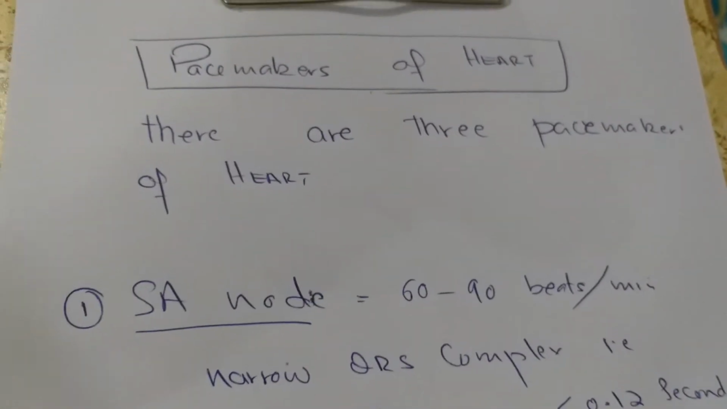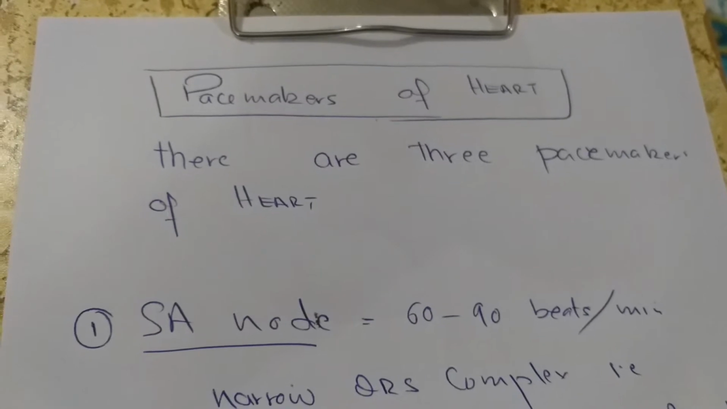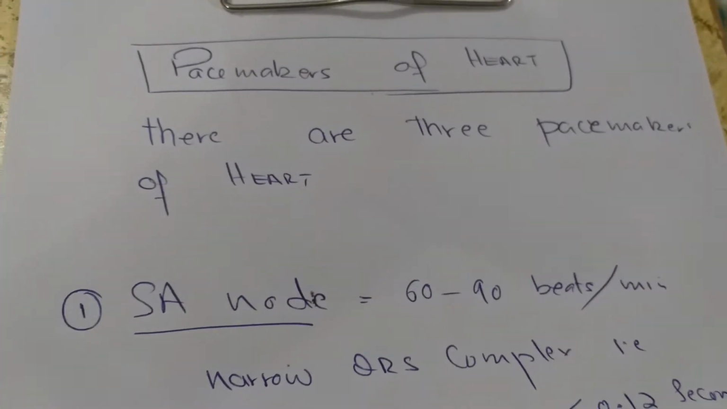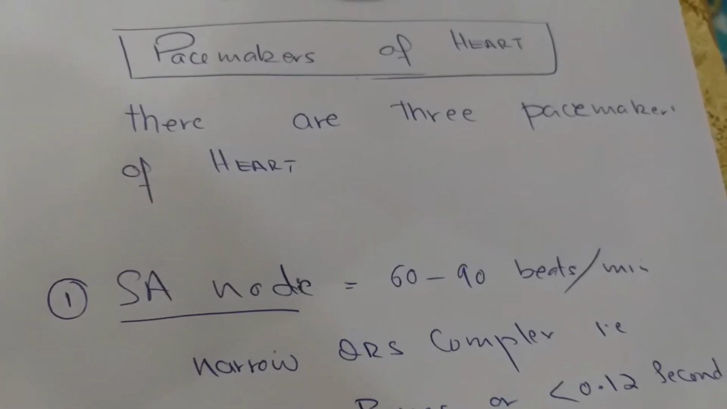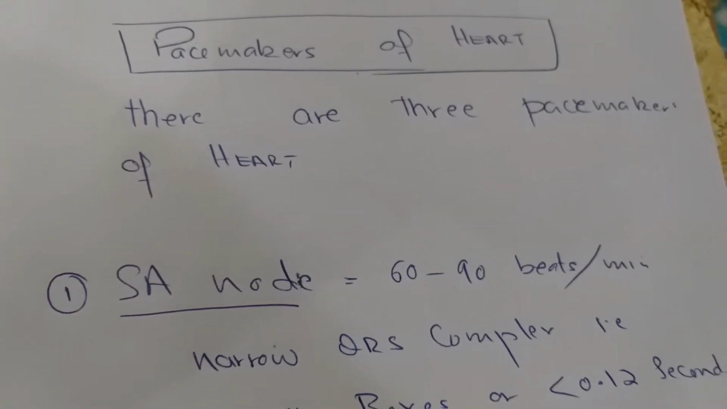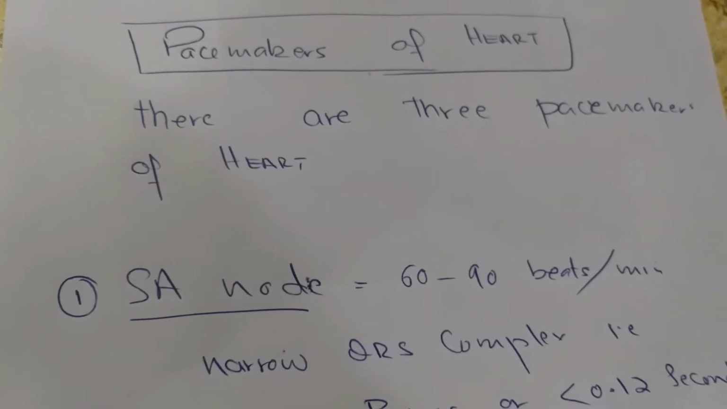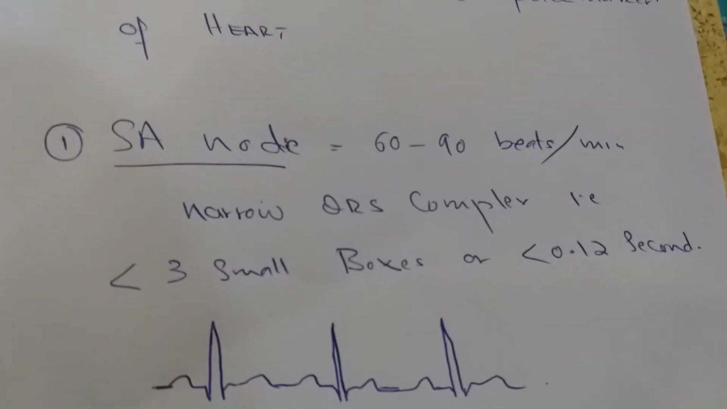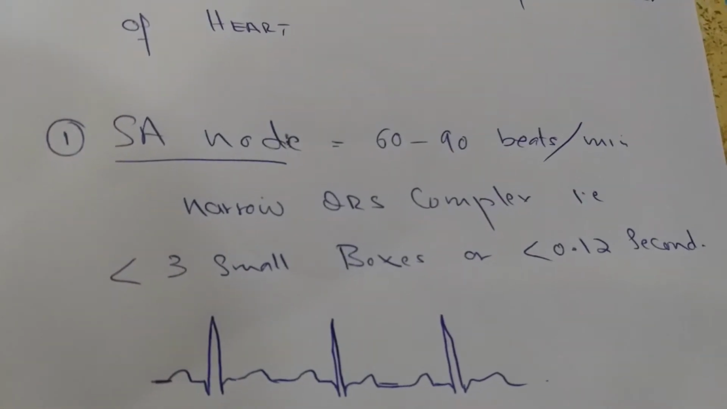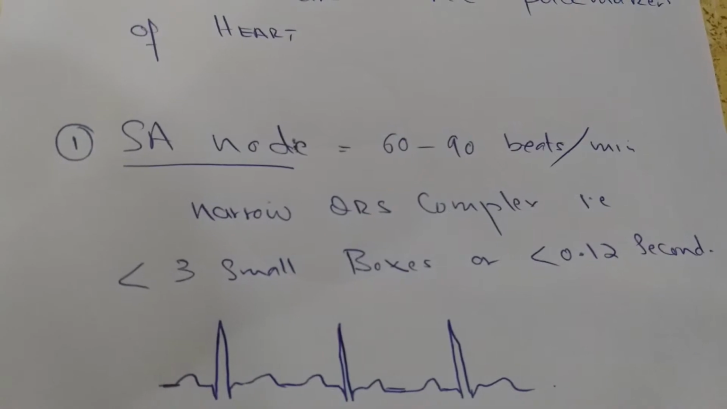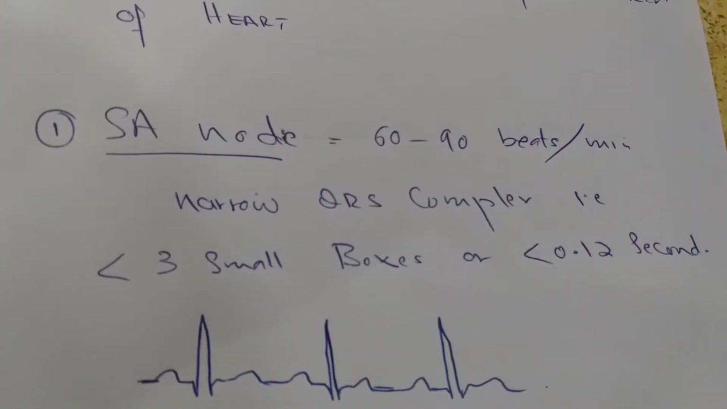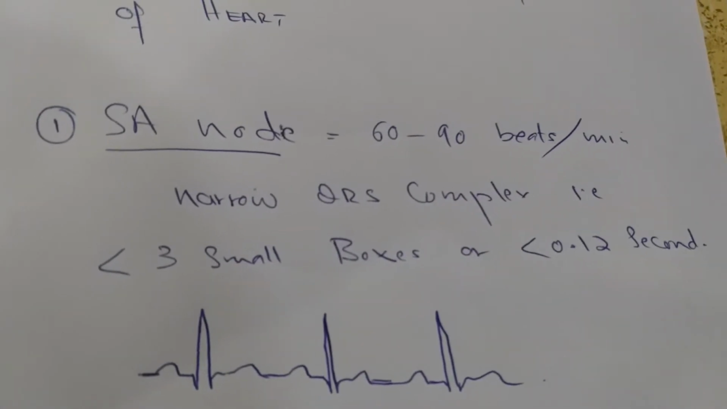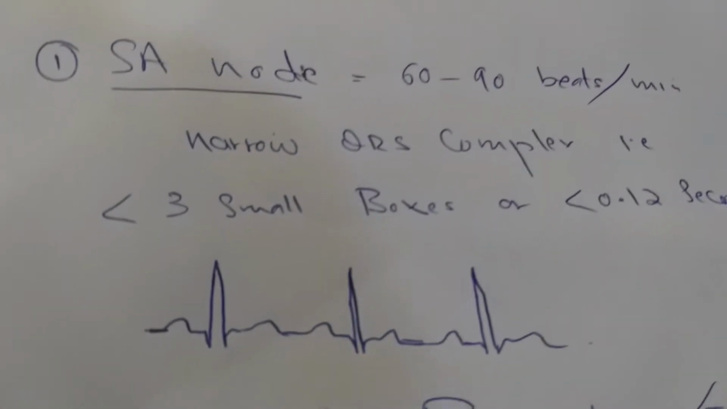We know from the rhythm of the heart that the normal rhythm of the heart is normal sinus rhythm, and that means that the SA node, the sinoatrial node, is pacing the heart. The SA node is the pacemaker of the heart, but in fact there are three pacemakers in the heart. One is the SA node, which generates impulses at a rate of 60 to 90 per minute, which causes a heart rate of 60 to 90 beats per minute, and it generates a narrow QRS complex. That means less than three small boxes or less than 0.12 second.